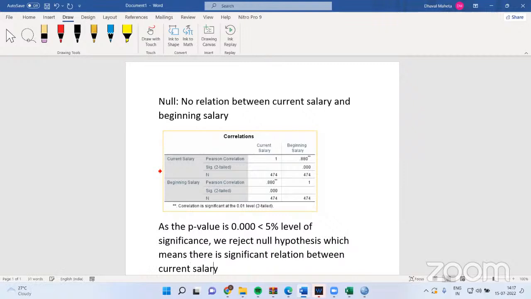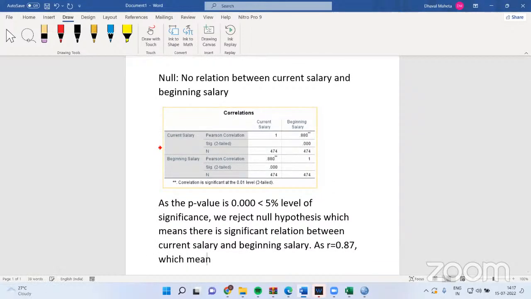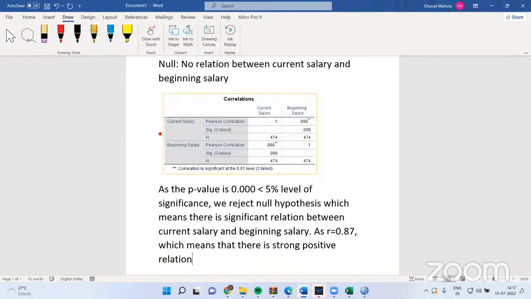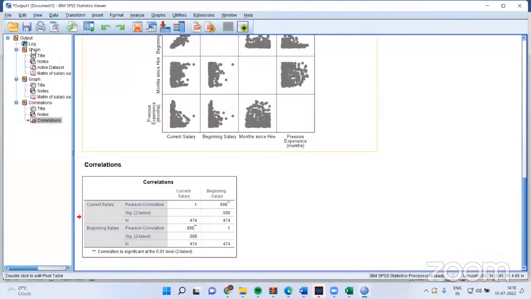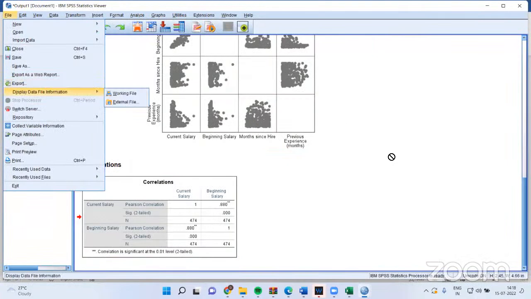How much is the relation? 0.872. Is it clear? Yes, sir. Please write it down and please export this file. Again, go to file, export, and save it as correlation.